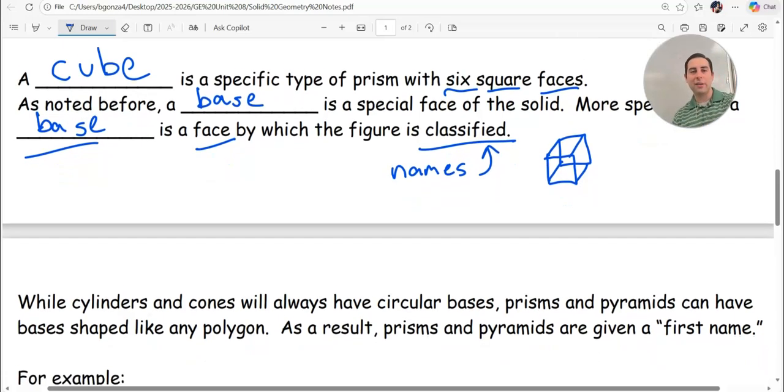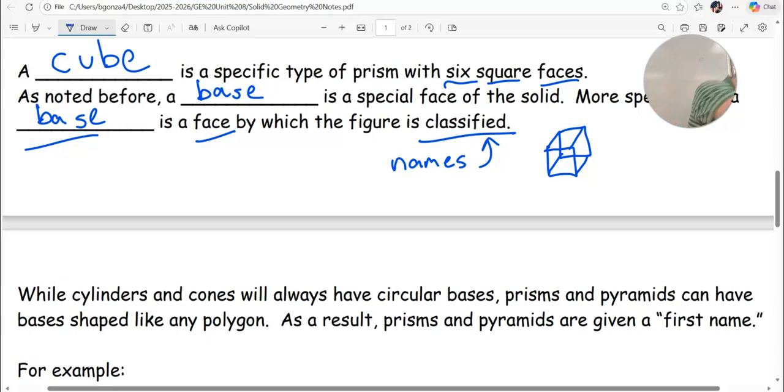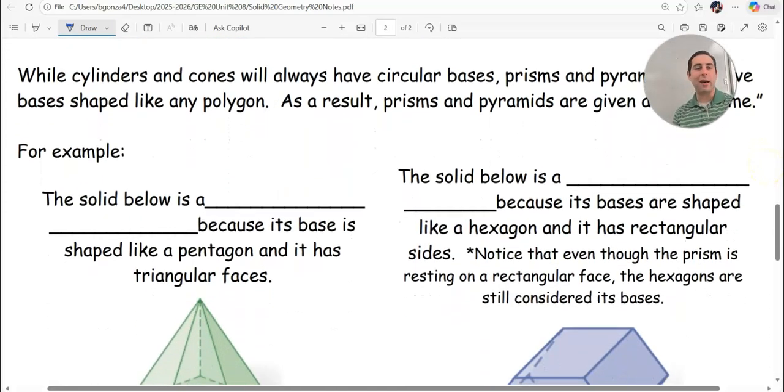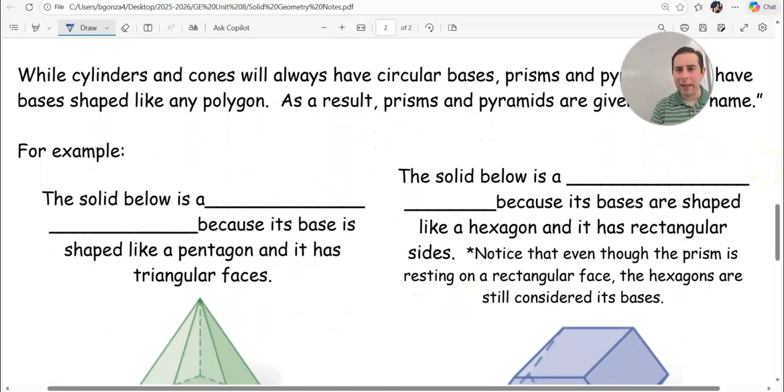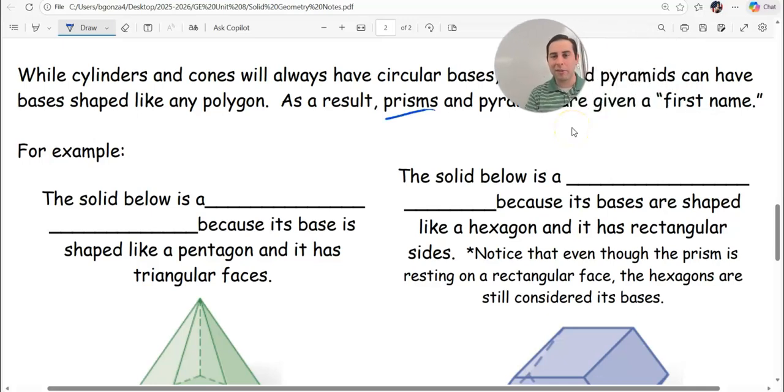While cylinders and cones will always have circular bases, prisms and pyramids can have bases shaped like any polygon. As a result, prisms and pyramids have a first name. I'm pretty sure everyone in here has a last name. That's kind of like your family. There are two families, pyramid and prism. Those are like families, but pyramids and prisms have a first name.